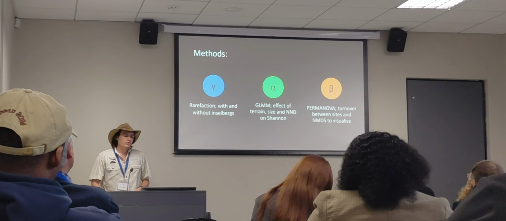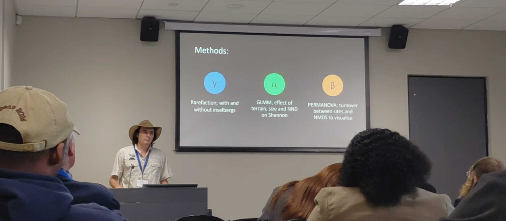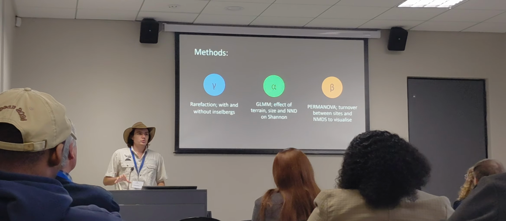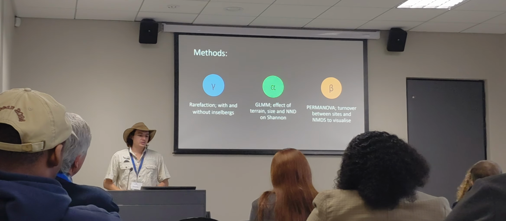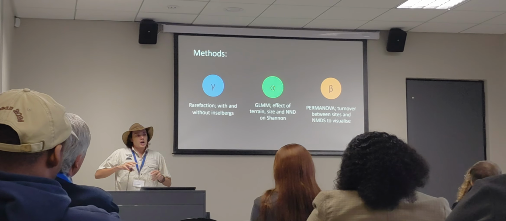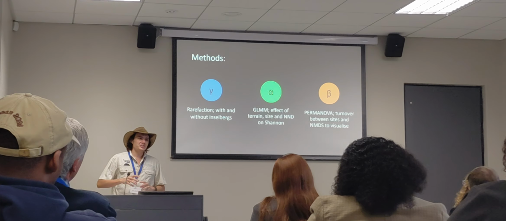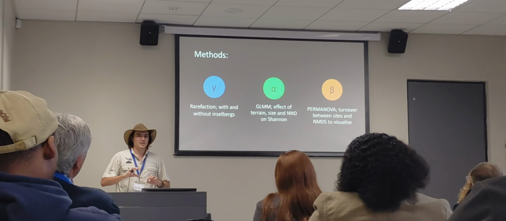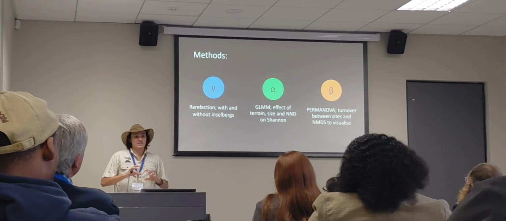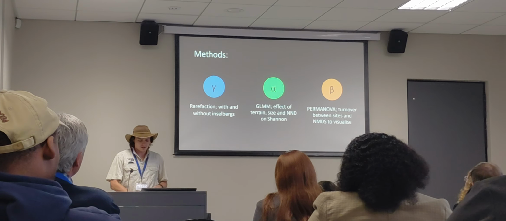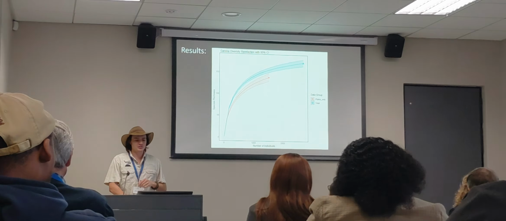We also did a Permanova and non-metric multi-dimensional scaling to calculate the beta diversity using Bray-Curtis. And we visualized it with non-metric multi-dimensional scaling just to visualize how these different sizes change over different inselbergs or the different transects.